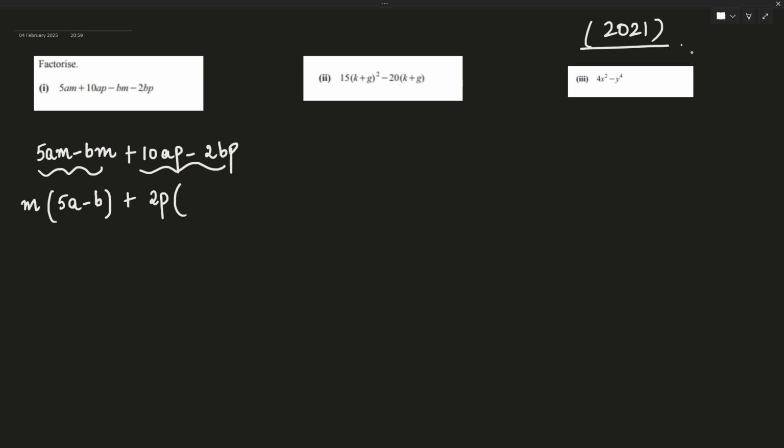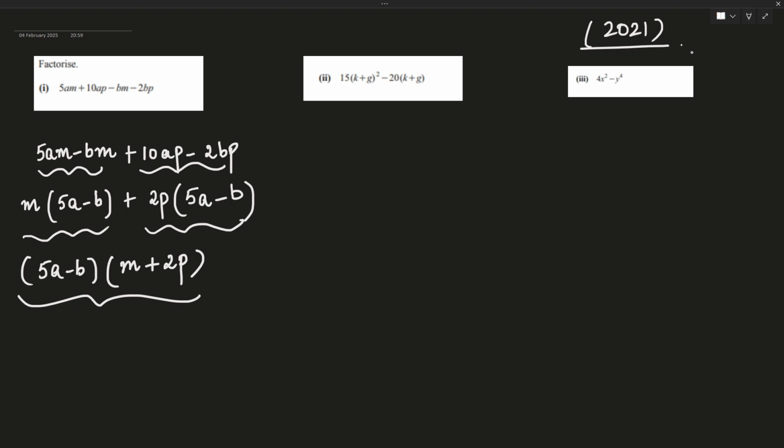Now what do we multiply 2p with to get 10ap? We'll multiply it by 5a. And after that, what do we multiply 2p with to get 2bp? We'll multiply it by b. Now from these two terms, what is the expression that we can take as common? We can take 5a minus b as common. So we'll take 5a minus b as common. Now what will be left inside? m plus 2p. So here we have factorized this expression by collecting the somewhat similar like terms together.